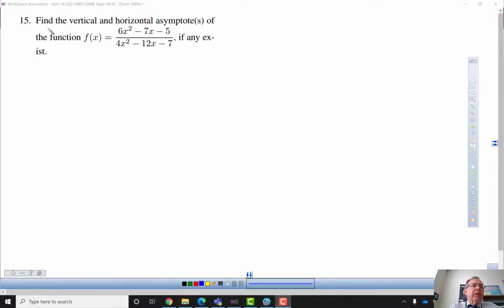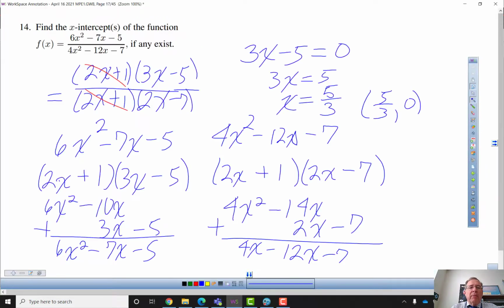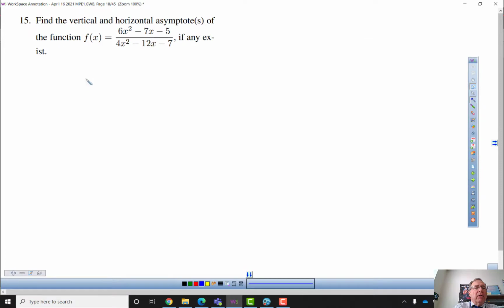So for number 15, we have: find the vertical and horizontal asymptotes of the function. Okay, and to save yourself some work, it helps to realize this is the same function from the previous problem, number 14. So if we go back and look, it ended up being 3x minus 5 over 2x minus 7 once we canceled the common factors.